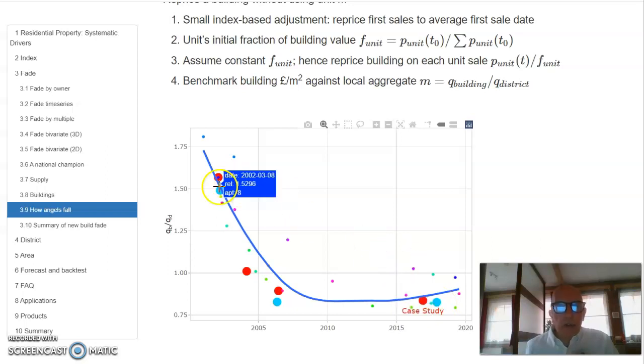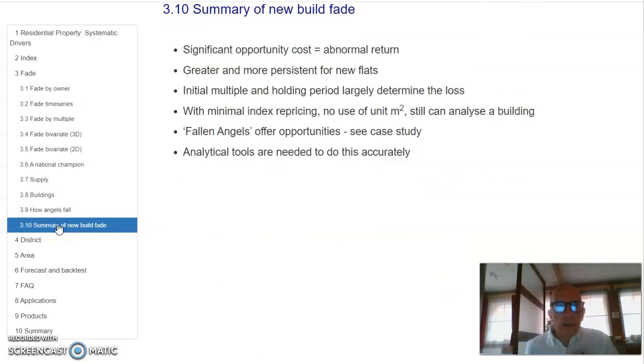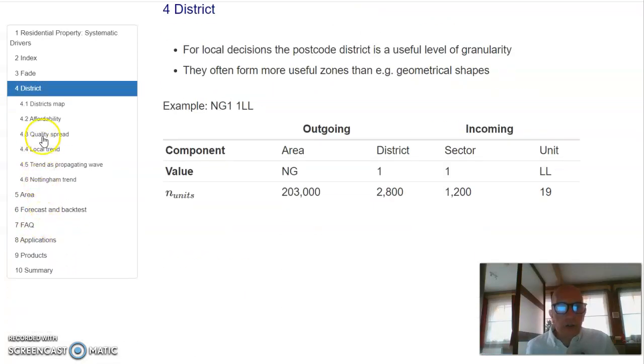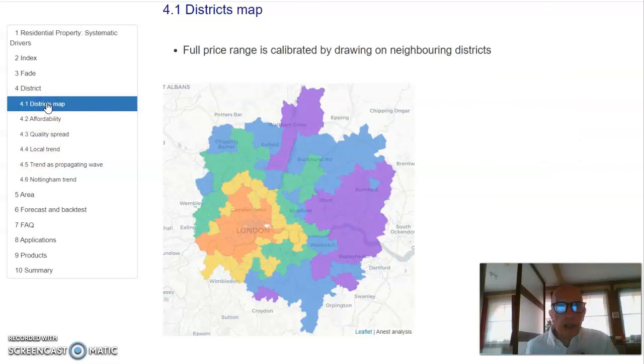The yields must have been really appalling, especially in the context of higher interest rates. So there's underperformance, but you can find value if you're patient, and you need the index technology to figure it all out. Now we're going to look at East London to look at districts, and we assign districts to quintiles, represented by colour, and we augment a bit with neighbours to calibrate the extremes of price.